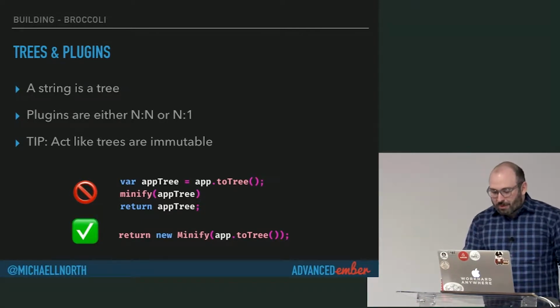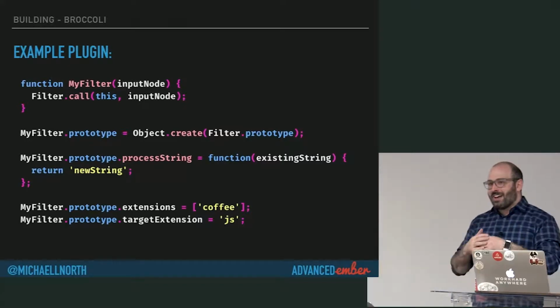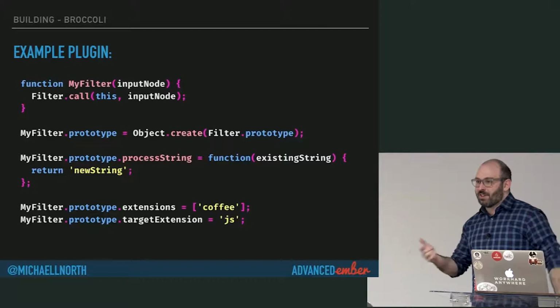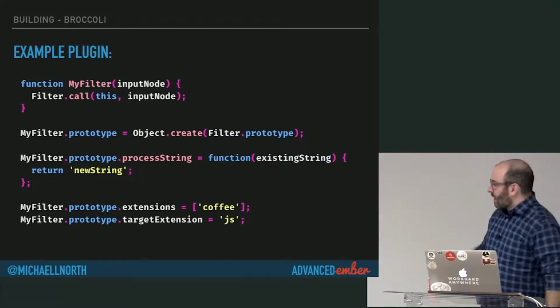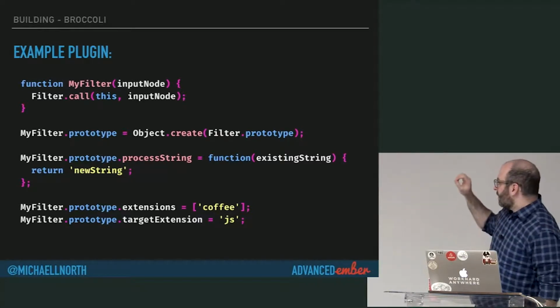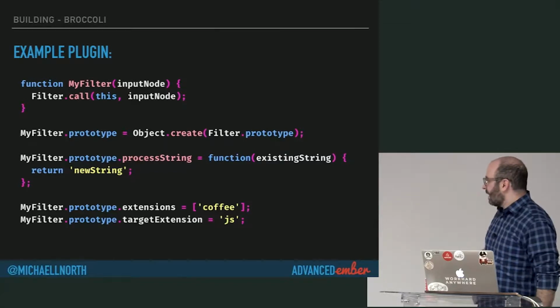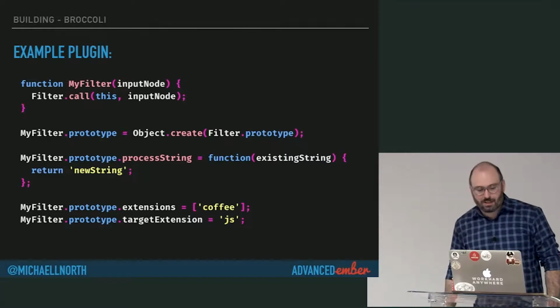In terms of how we build a plugin with vanilla JavaScript, you're going to start with this Broccoli filter base class. It's a node module. It's the base class for all Broccoli plugins. And you're going to build a constructor that looks just like this. You're going to clone filter's prototype. And the three bottom things are the most interesting here.